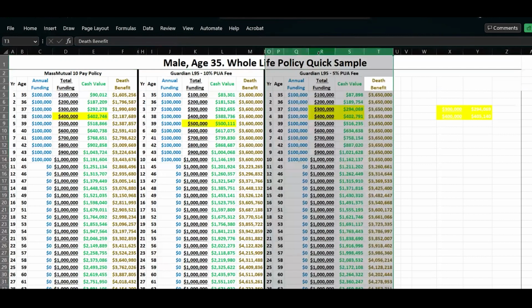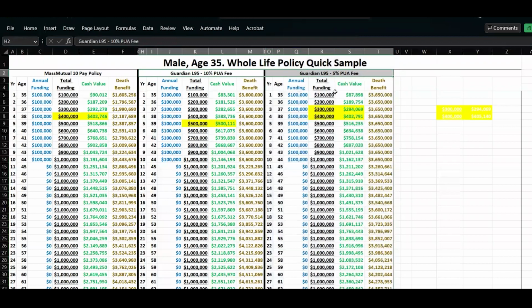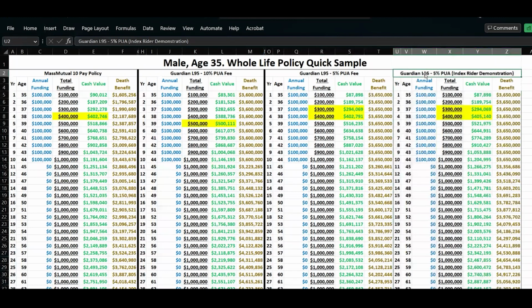I do like to show these two side by side because it's the same product with different PUA fees. We did have to add a little bit more term to this policy, but it's the same core policy when we look at it. Same whole life death benefit, same base premium, just a little bit more term, but earlier break-even point. And then we've also got that L95 5% PUA fee, but with the indexed rider demonstrated.